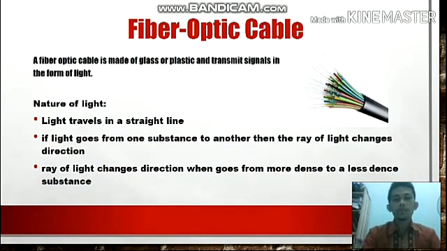Fiber optic cables. A fiber optic cable is made of glass or plastic and transmits signals in the form of light. You can see the pictures on the side of fiber optic cable. Nature of light. Light travels in a straight line. If light goes from one substance to another, then the ray of light changes direction.